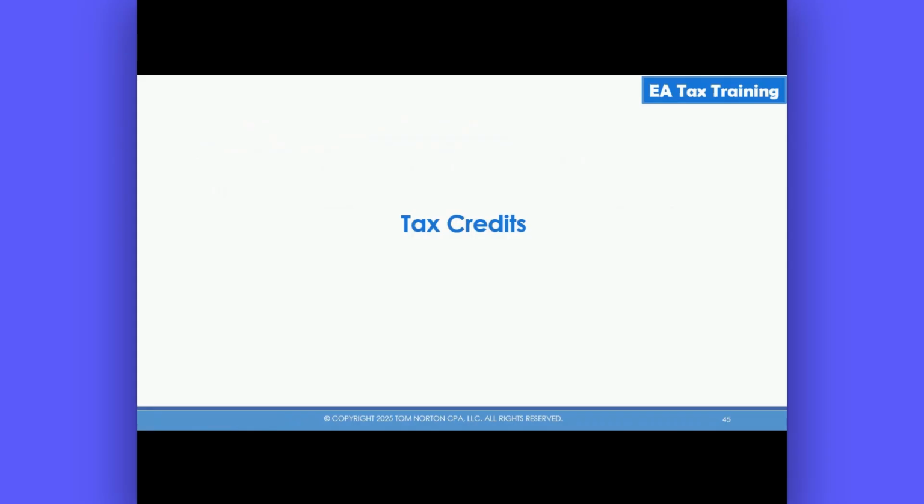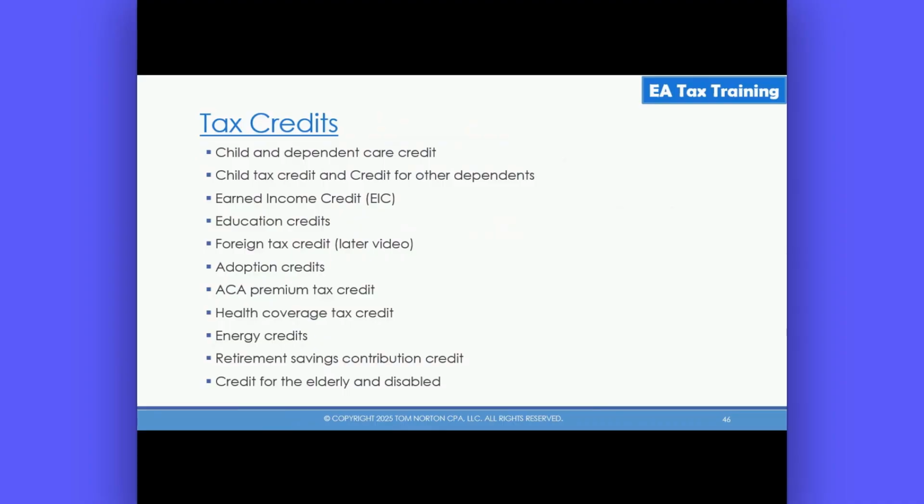That is it for other income. Let's talk now about tax credits. There are many different tax credits that the taxpayer may have. These are the major ones and the ones that we are going to talk about in this video.